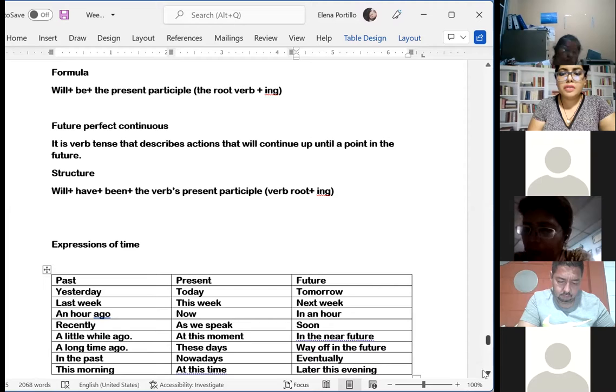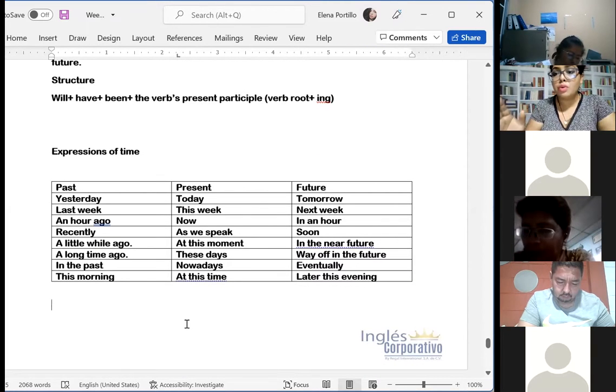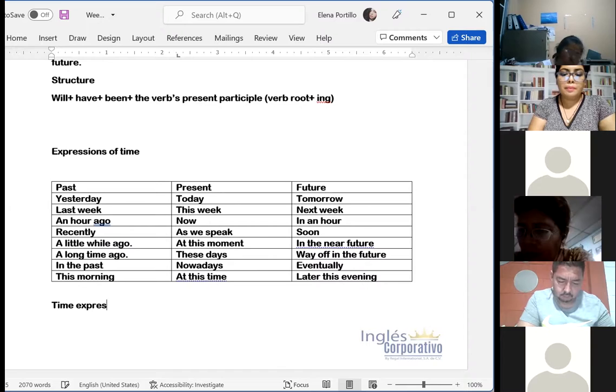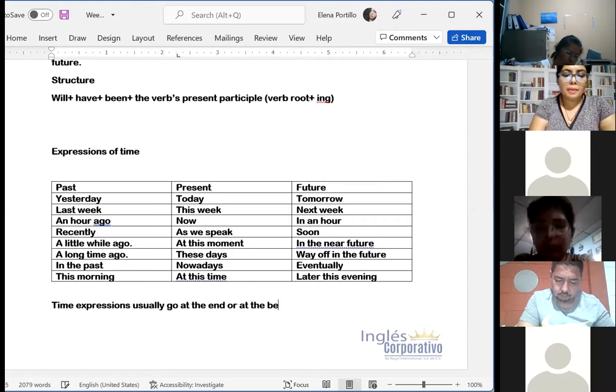But we have some specification about this kind of phrases that we are going to use in the past, in the present, and in the future. And it says, time expressions, usually, it is not always, usually go at the end or at the beginning of a sentence.